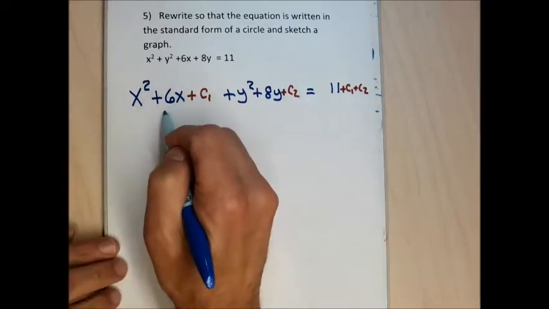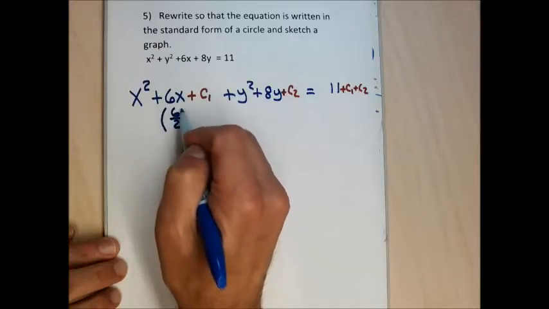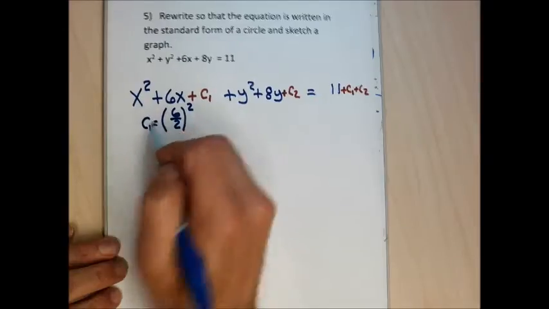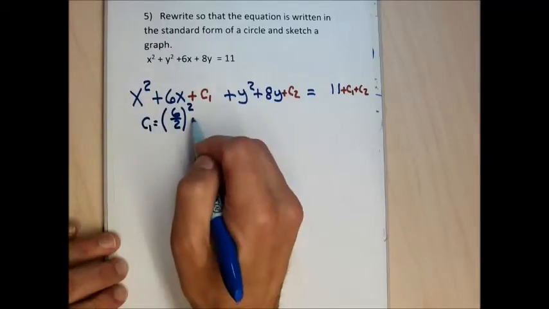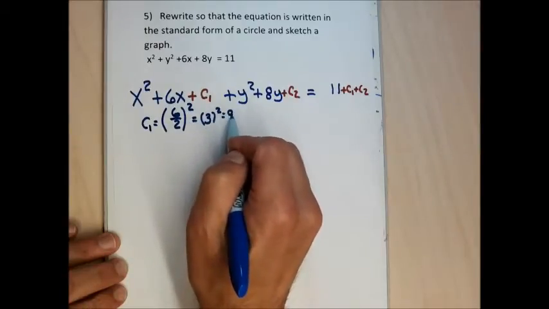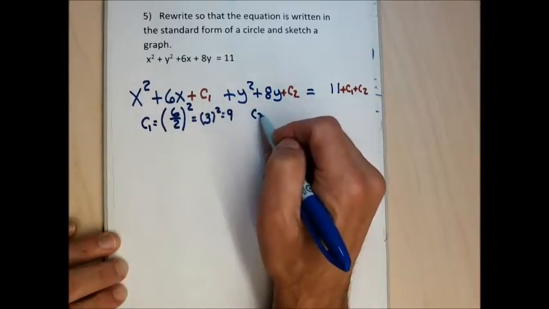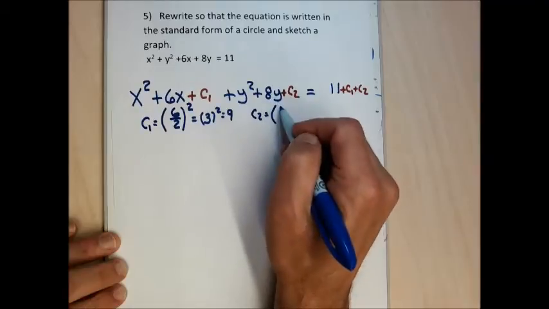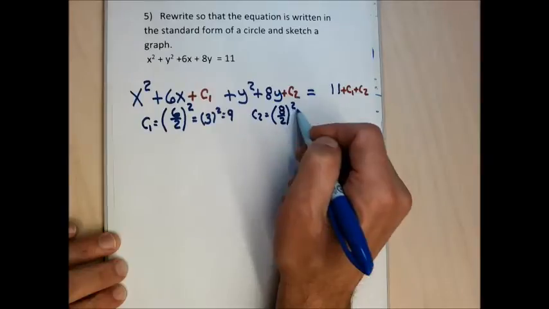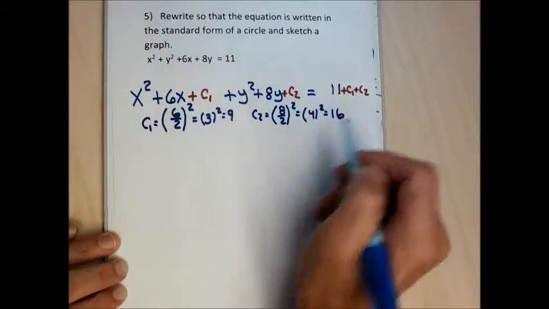Super easy to figure out what those numbers are. You just take the number in front of the first power term for that letter, divide it by 2, and square it. So the C1 is going to be 6 divided by 2 squared, which is going to be 3 squared, which is going to be 9. And then the C2 is going to be the number in front of the y to the first power term divided by 2, and then it's squared, which is going to be 16.